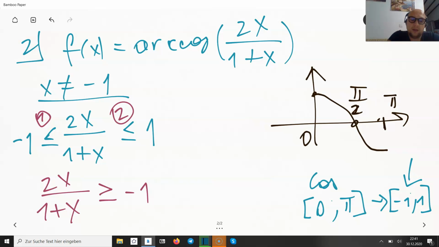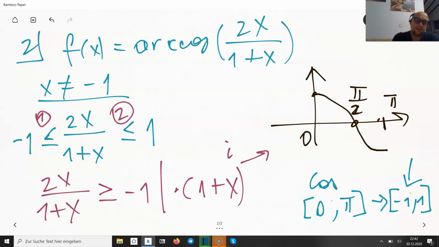Now, I would like to get rid of the denominator, so I would like to multiply times 1 plus x in this case, but you see I have to be careful because if I'm doing so, I have to make sure that I know the sign of 1 plus x. Well, I'm sure it's not 0 because I took -1 out of the consideration, but it could be negative or it could be positive. So we have to go through cases.